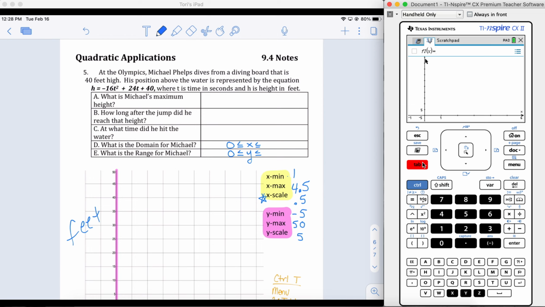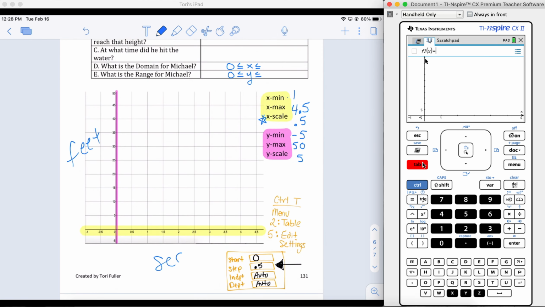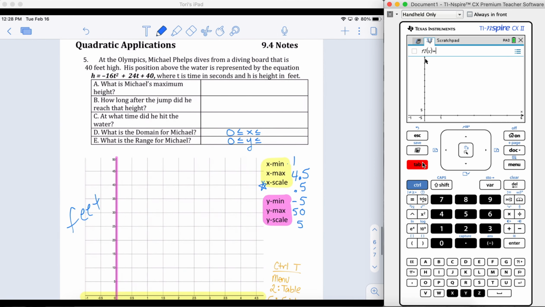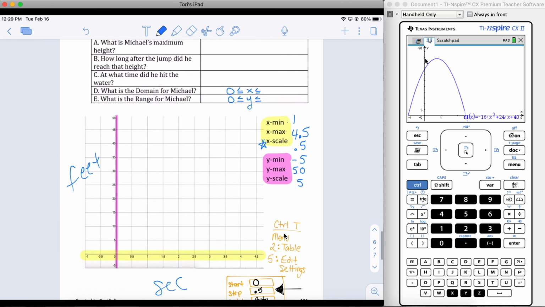His position above the water is represented by the equation, where t is time in seconds. All right, so we're using seconds for our time. We're ready to type this in. Let's get our equation. So -16, make sure you use x, squared plus 24x plus 40. Beautiful. We kind of get the added benefit on this one that I can already see the whole graph, but it doesn't match my paper.